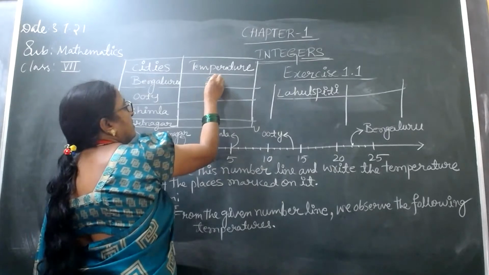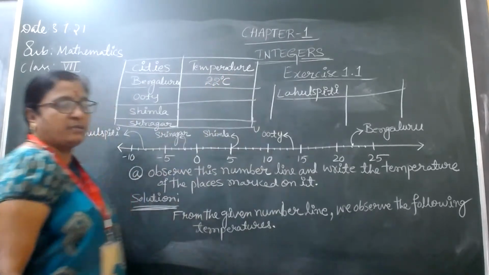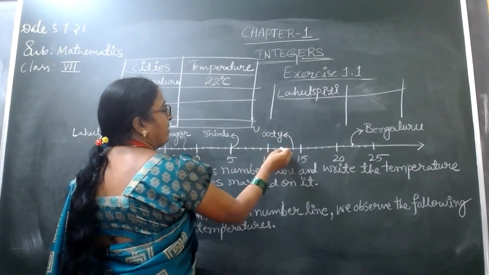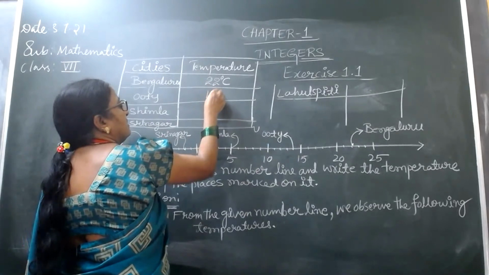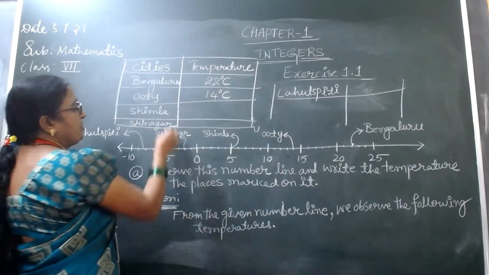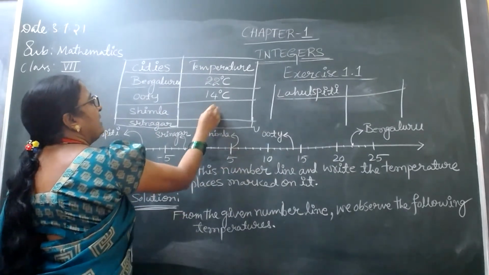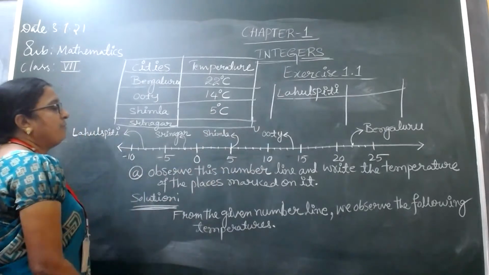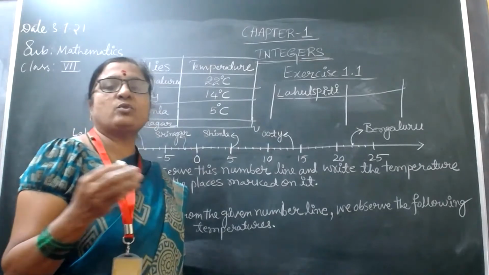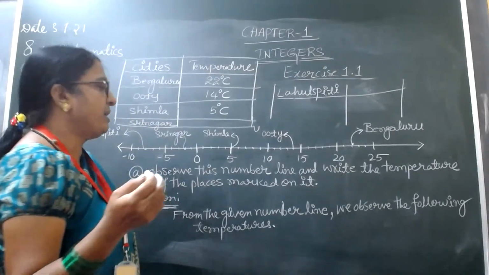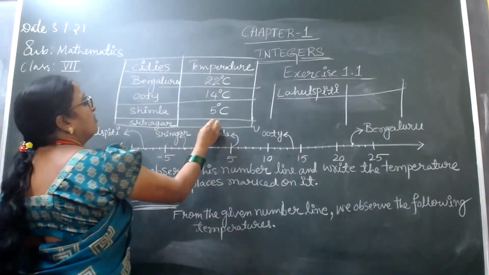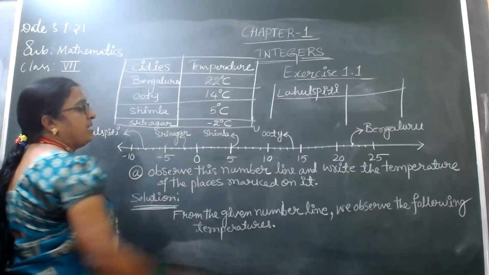Bengaluru temperature is 22 degrees Celsius. Next, Ooty: after 10, 11, 12, 13, 14, so 14 degrees Celsius. After Ooty, Shimla: Shimla is 5 degrees Celsius. After Shimla, Srinagar. Srinagar is minus, always. Srinagar is so cold, the temperature is below 0 only. So -1, -2, that is -2 degrees Celsius.